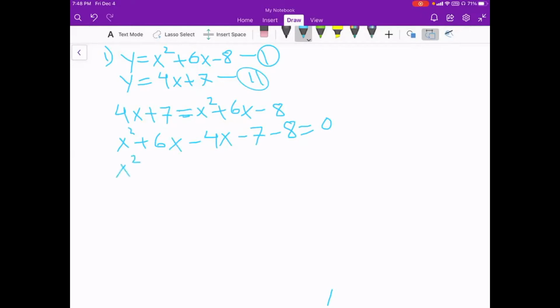Combine the like terms. As my like terms, I see plus 6x and obviously minus 4x, which was placed right beside it. And then I also see this. They are also placed adjacently. So it should not be hard to see the like terms in this equation. And if you combine them, plus 6x minus 4x is plus 2x. And negative 7 minus 8 is negative 15. And now this is a quadratic equation.